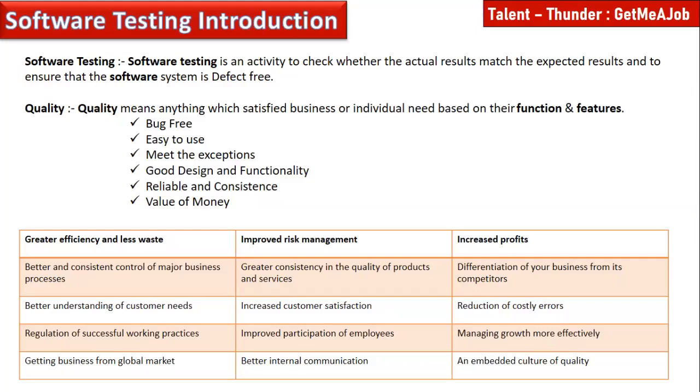Along with that, to maintain the quality of the application, we check a few things. It should be bug free, easy to use, meet the expectation of the customer, good in design and functionality, reliable, and value for money, right? So quality means error-free and bug-free software, which is the main focus on the quality of the application. You got my point?